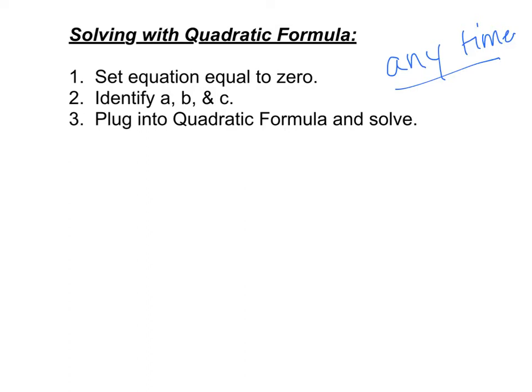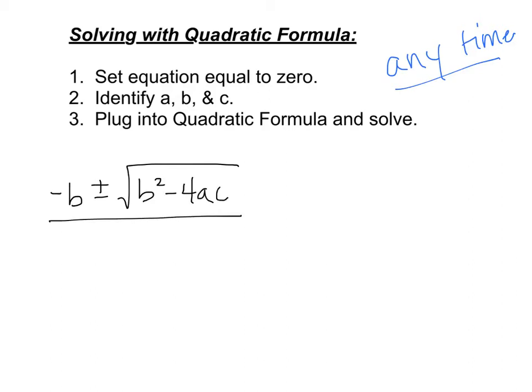It's also fairly easy. You're going to set the equation equal to 0, identify your a, b, c, and plug it in. So let's talk about what the quadratic formula is. If you remember from Algebra 2, it's negative b plus or minus the square root of b squared minus 4ac divided by 2a.